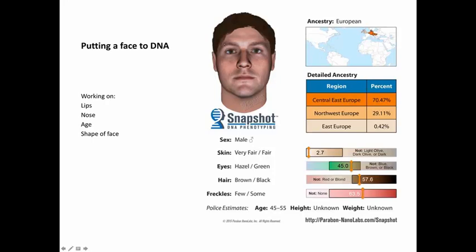So when you discard a sample of DNA at a crime scene, if the crime is heinous enough, the police department will send a sample out so that they can say, what is this? What are we looking for in this person?